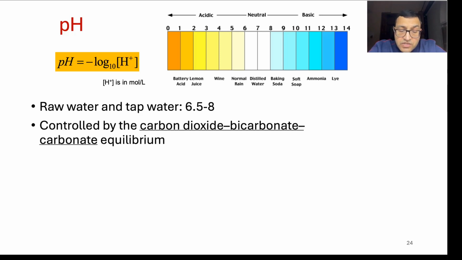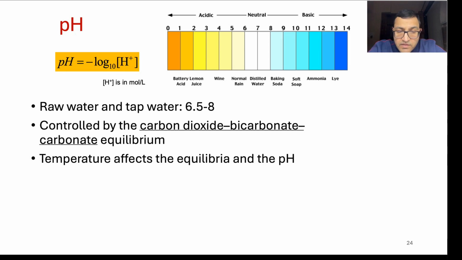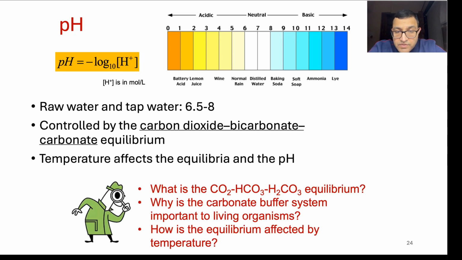And the pH in natural waters is controlled by the carbon dioxide, bicarbonate, and carbonate equilibrium. As I said, we'll talk more about that when we talk about alkalinity. And temperature also affects equilibria and the pH. So, what's the CO2, CO3, and H2CO3 equilibrium? Why is the carbonate buffer system important to living organisms? And how is this equilibrium affected by temperature? We will answer some of these questions in one of the future lectures.